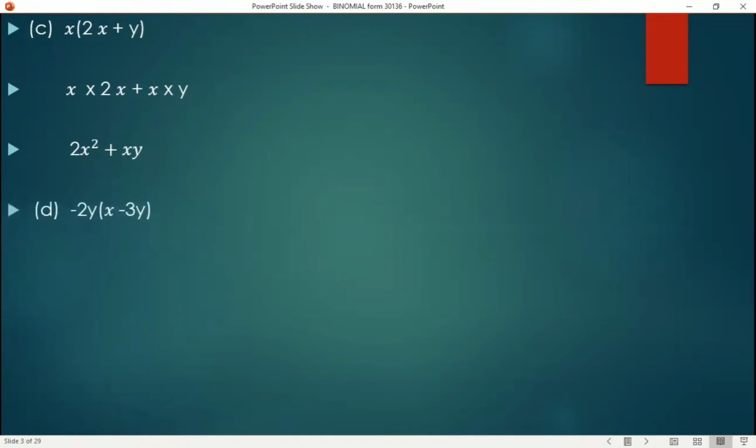Part D, minus 2y into bracket (x minus 3y): minus 2y times x plus minus 2y times minus 3y. So the final answer is minus 2xy plus 6y squared. So here we have to be very careful because minus times minus is a plus.